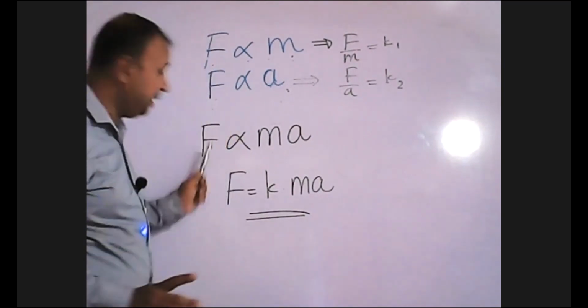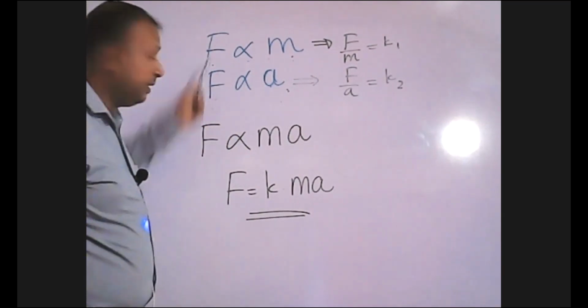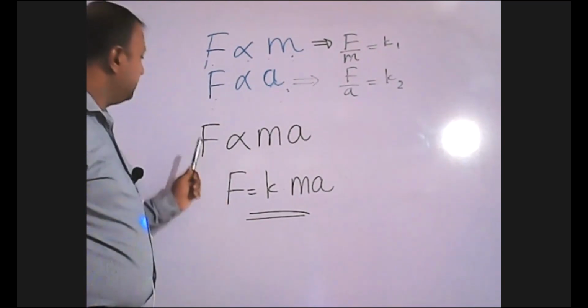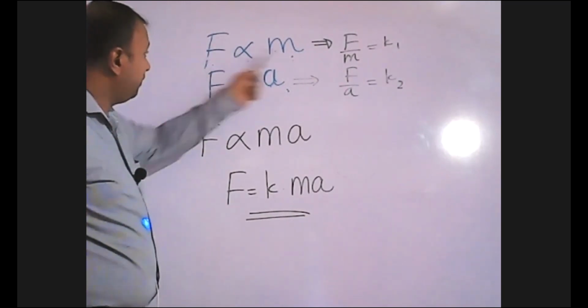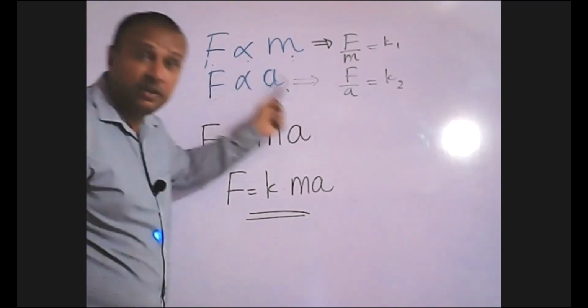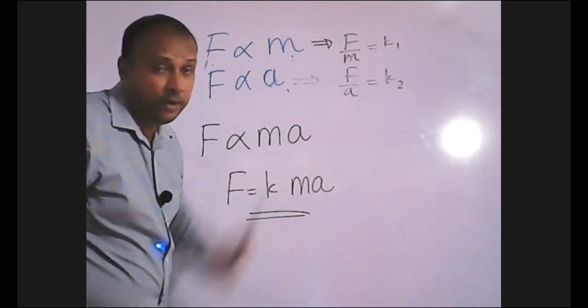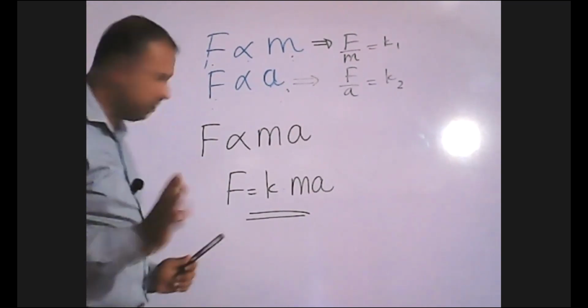So this is a relationship, not an equation. So I am not multiplying each side. Actually, this is a relationship. If F is directly proportional to M and F is directly proportional to A, I can write F directly proportional to the MA product. You can simply understand this in this way.